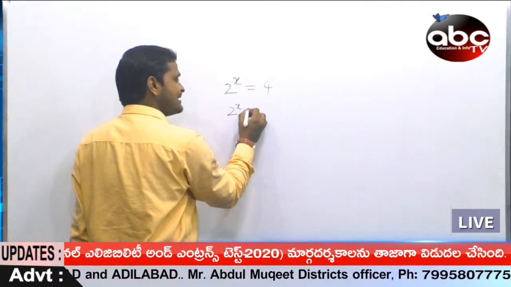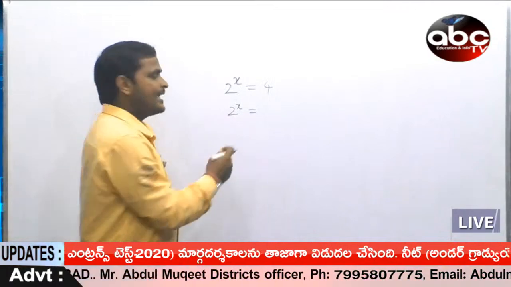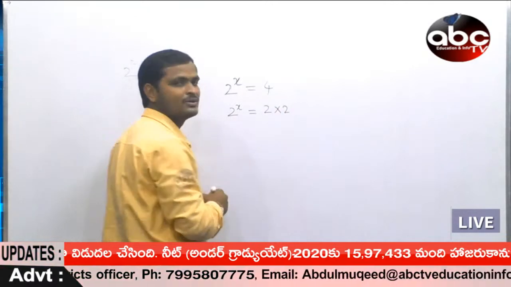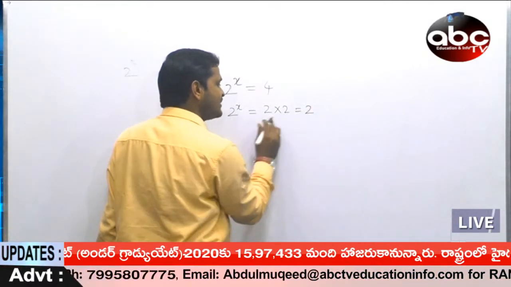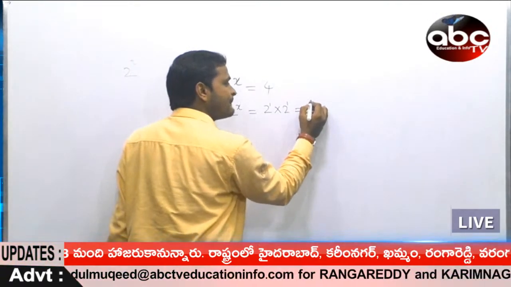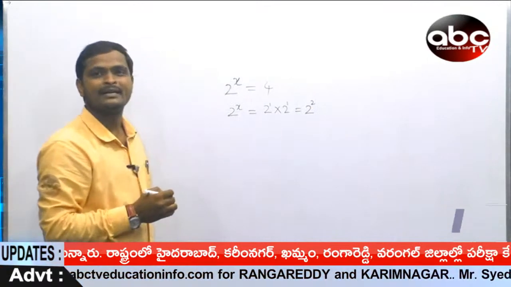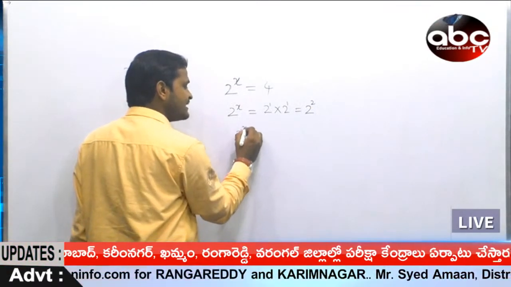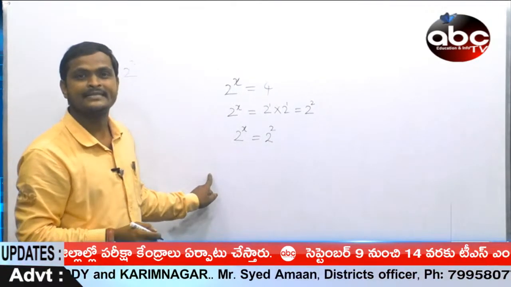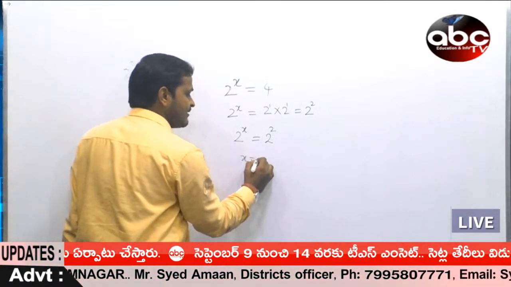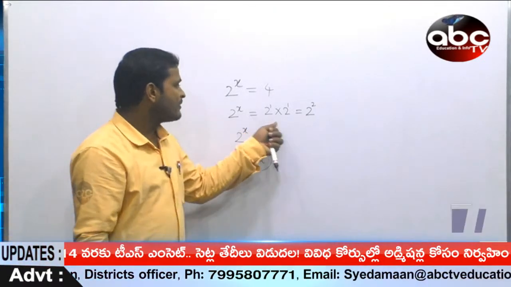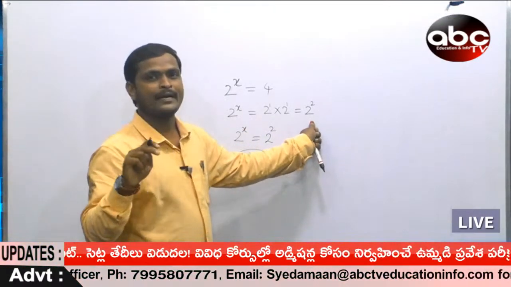2 power x is equal to 4, you can write 4 in terms of the prime 2, as 2 into 2. That means 2 into 2, a power m into a power n, is a power m plus n. That is 2 power 2. Now observe, students, 2 power x is equal to 2 square. Then what is the value of x here? x is equal to 2. 2 power 2 is nothing but 2 multiplied 2 times.